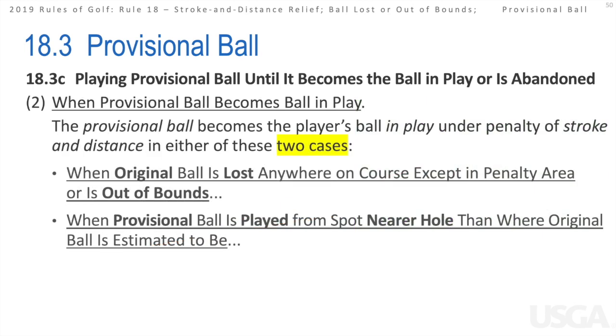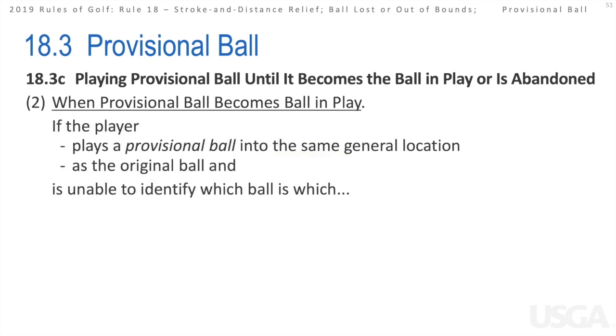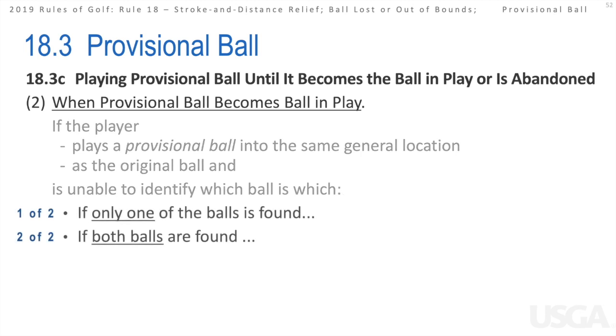So there are two cases where a provisional ball becomes the ball in play. First, when the original ball is lost anywhere on the course except in a penalty area, or is out of bounds. And second, when the provisional ball is played from a spot nearer the hole than where the original ball is estimated to be. So if a player plays the provisional ball into the same general location as where the original ball is, but they're not able to identify which is which, you have a certain method you have to use to determine which one they have to play.